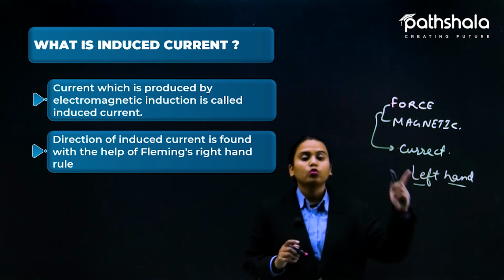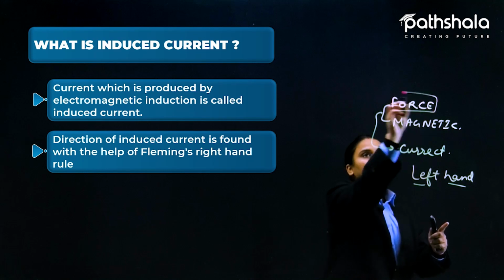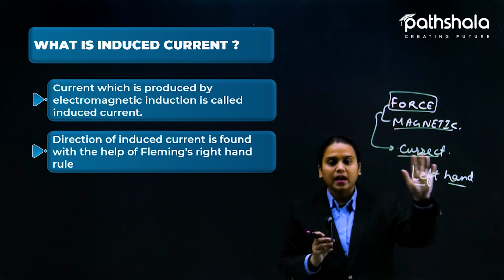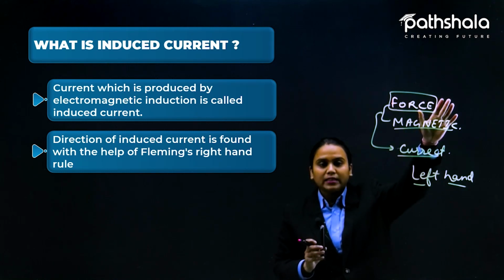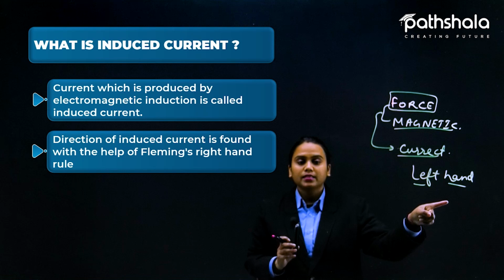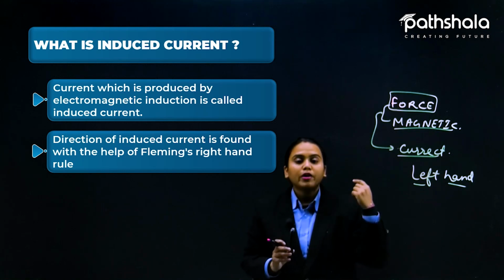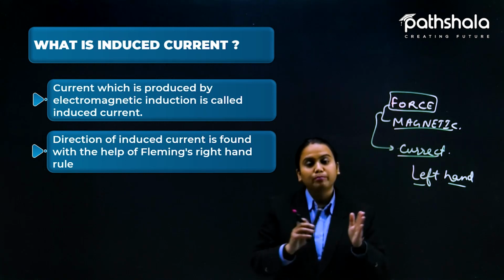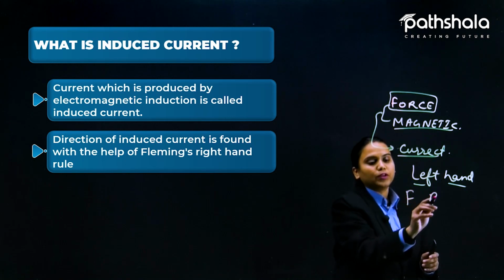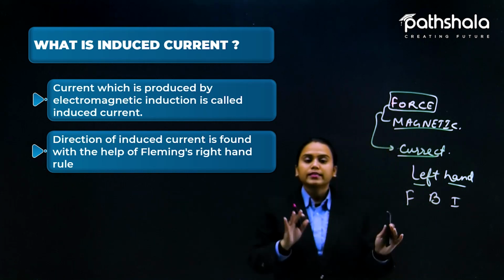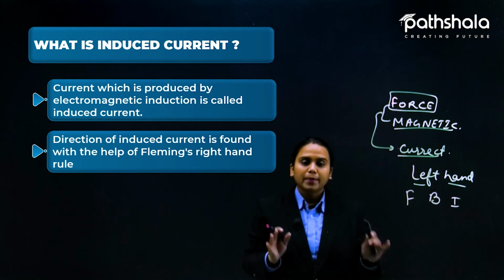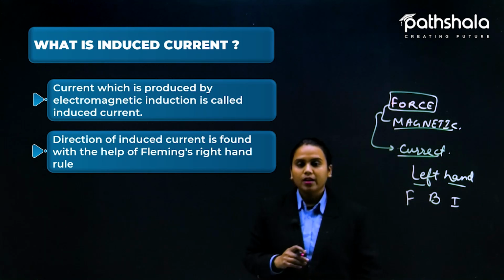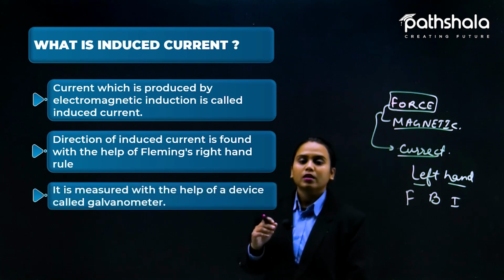It is used to find the force when we have magnetic field and current. When these two things are given to us, we can find the third thing, and that is done with the left hand. Now if we take the right hand, the same thing happens: FBI, as I have told you, F for force, B for magnetic field, and I for current. But when we are producing current, we have to take the right hand. So this is about the induced current.